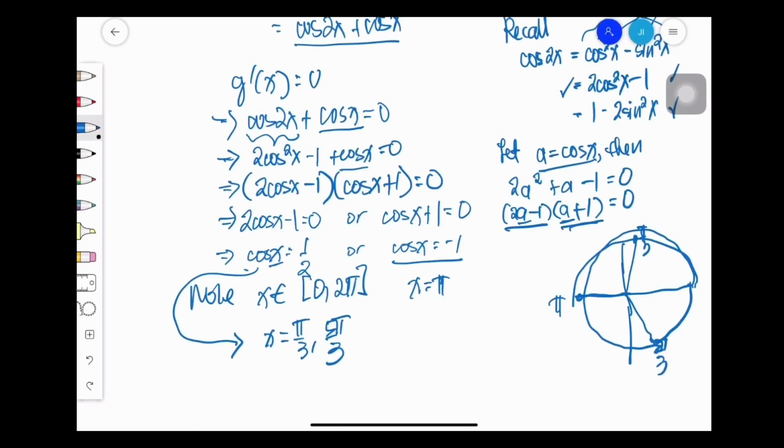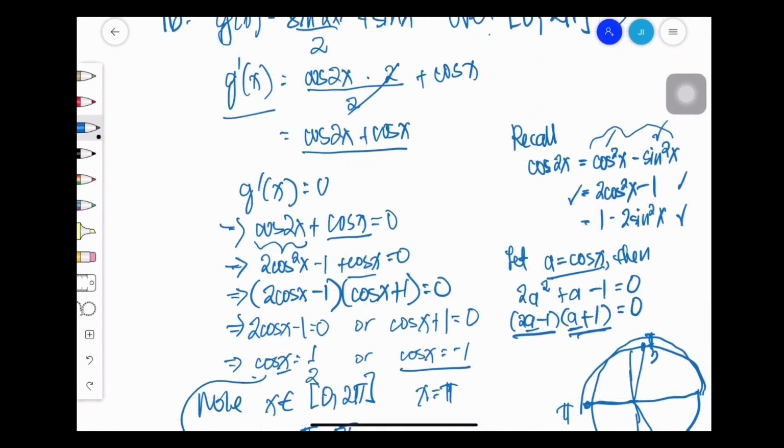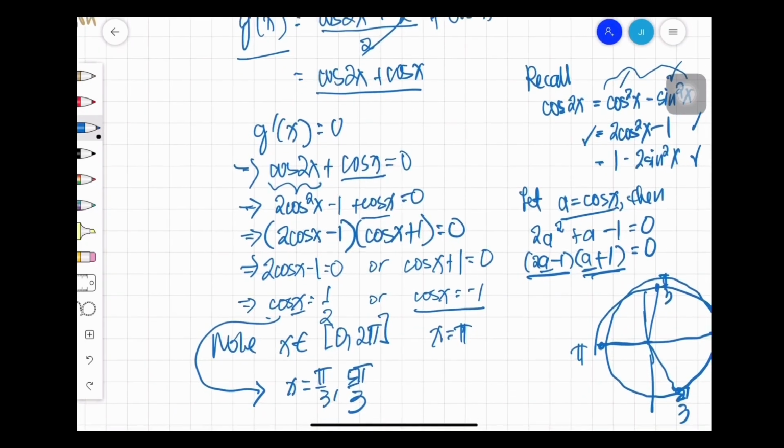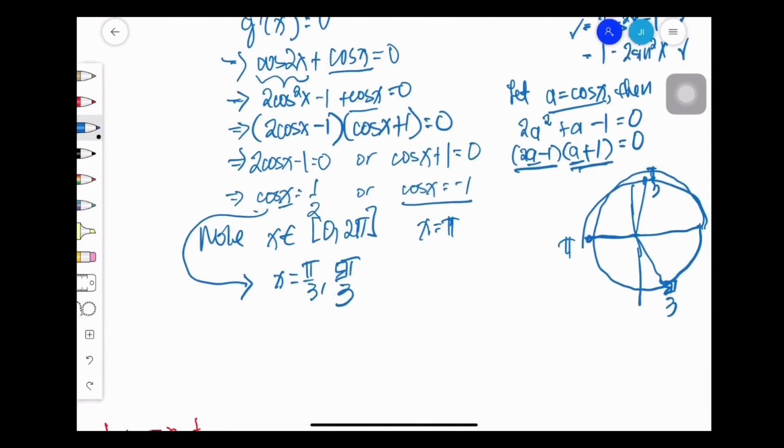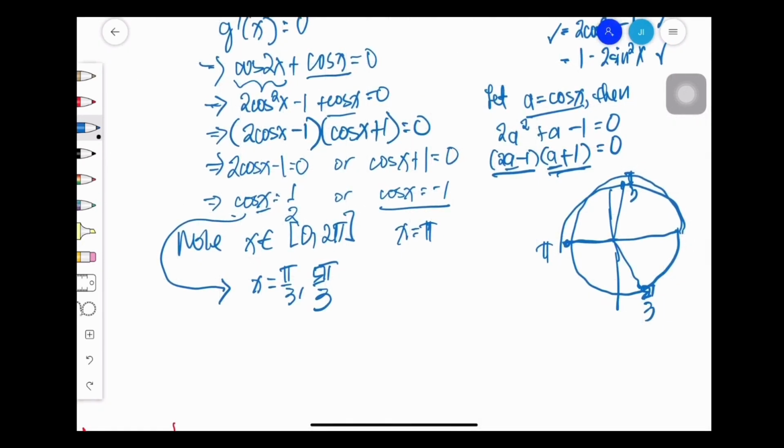Are they all critical numbers? Yes, since they are part of the domain of g, which is 0 to 2 pi. Actually, the domain of g is R if it has no restriction, but since we are only dealing with critical numbers in 0 to 2 pi, they are indeed defined in our function. Hence, we have 3 critical numbers, namely pi over 3, 5 pi over 3, and pi. So the next thing we need to do is to create a sign table.